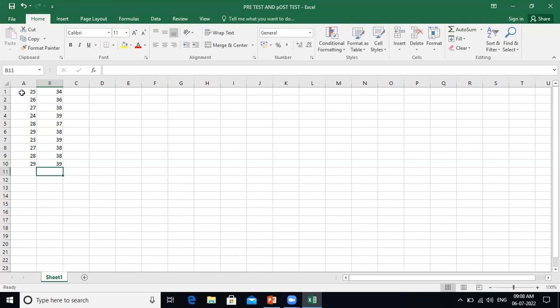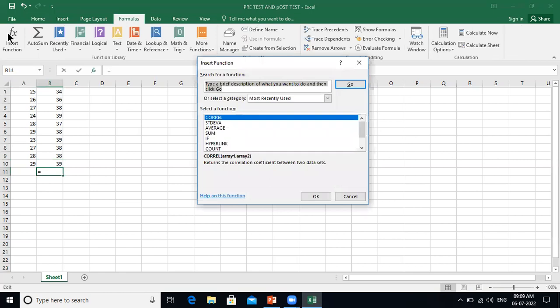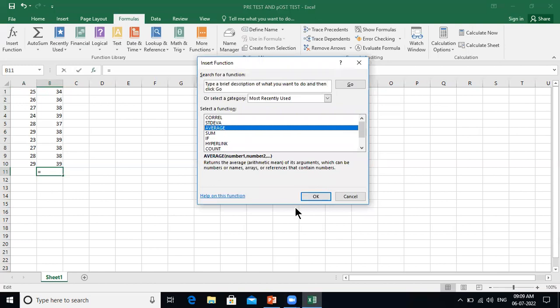So here, my 10 students' data are inserted. In column A, there are pre-test marks, and in column B, there are post-test marks. Now, I would like to go to Formulas, then in the first column select Average, the third one. Average means mean.